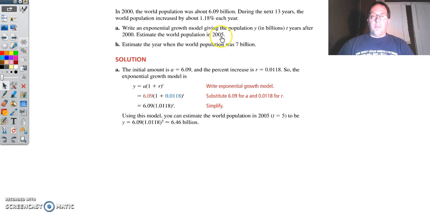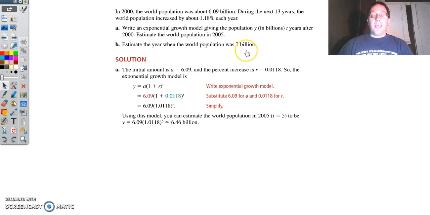We want to figure out how many people there were in 2005. Well, 2005 is 5 years after 2000, which is our initial value. So T will be 5, and you just plug that in, type it into your calculator, and you get approximately 6.46 billion people, which is a lot of people.